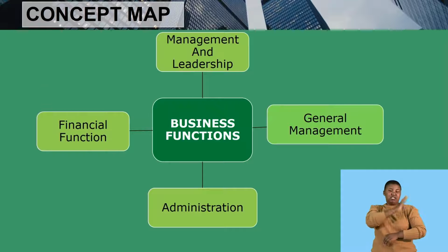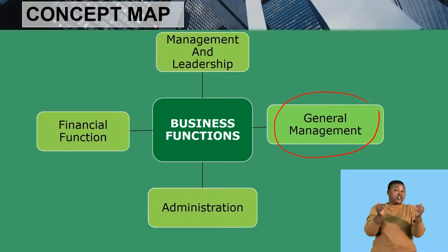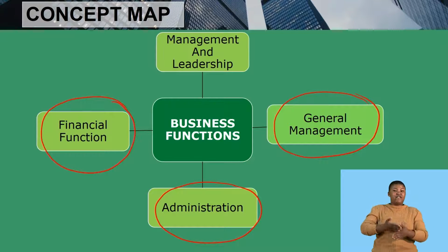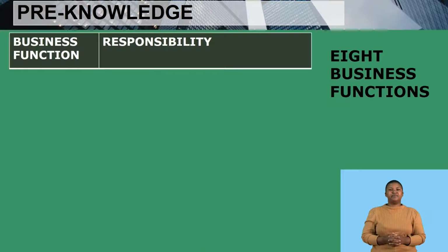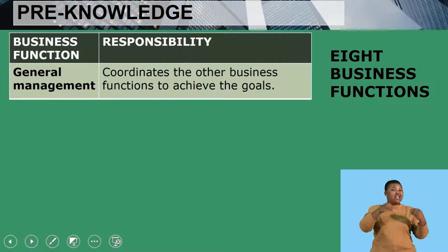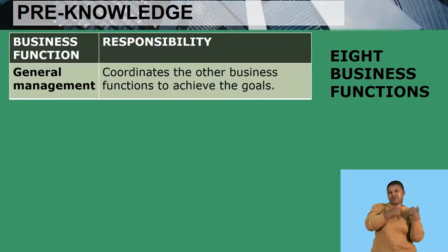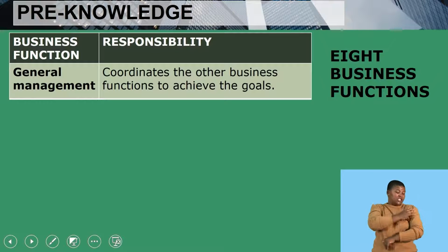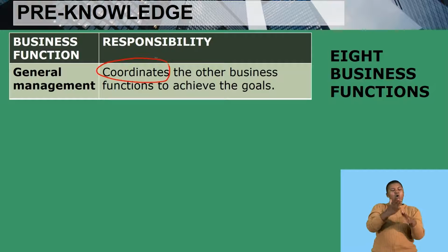Now, this is our concept map. As stated earlier, we will look at management and leadership, then we will look at general management and administration and the financial functions of the business. Now, you should already know the business functions and their responsibilities. Remember, the general management function coordinates the other functions in the business.